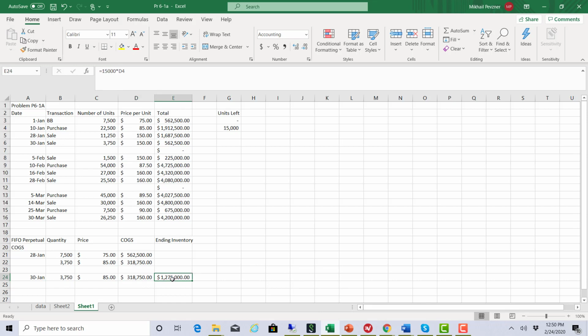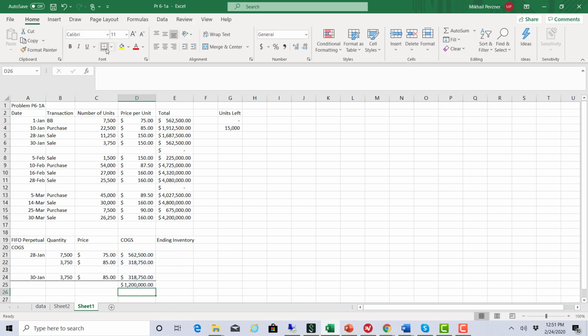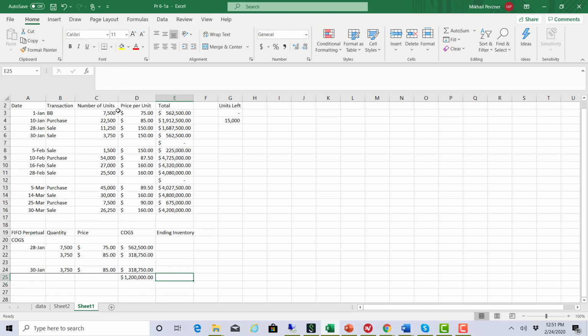Oh, I'm sorry, I need to calculate total cost of goods sold here. So let's do a total. Total cost of goods sold for January is the sum of these numbers, 1.2 million. And ending inventory, we said we have 15,000 units left at $85.